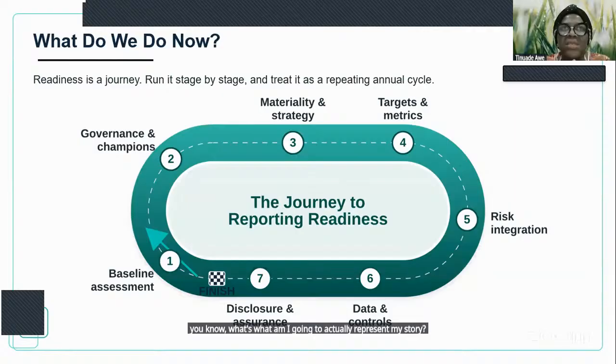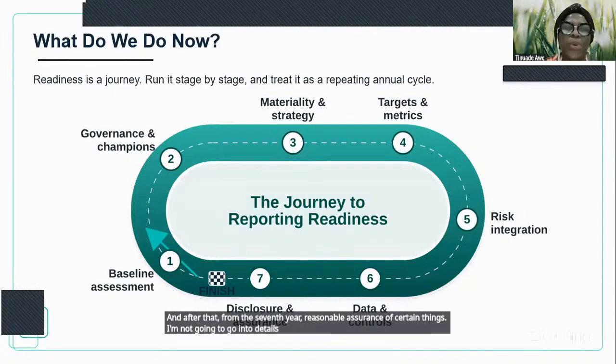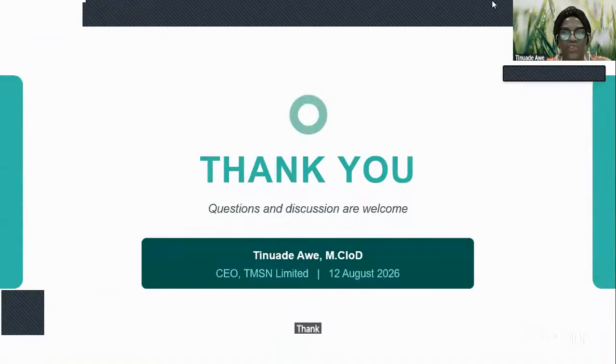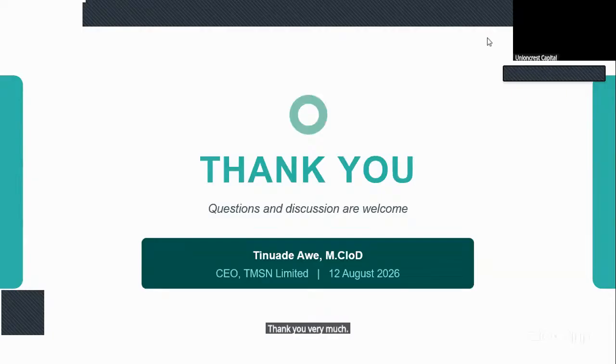using the IFRS standards. And because the roadmap also has assurance, there will be assurance in the fifth and sixth years of certain things, limited assurance, and from the seventh year, reasonable assurance of certain things. I'm not going to go into details, but I can use the chat box after this. I think that I have used the time that I have, and so I will stop here. Thank you very much. Over to you, Eloho.